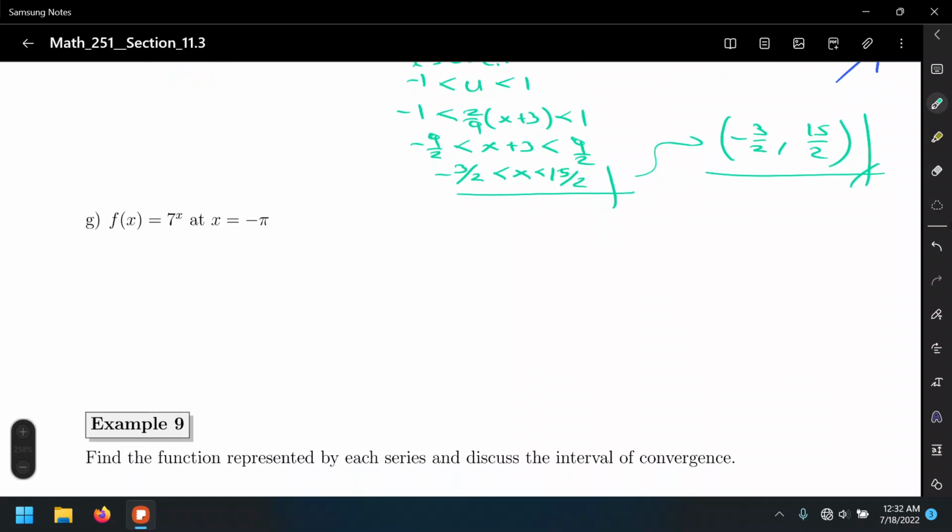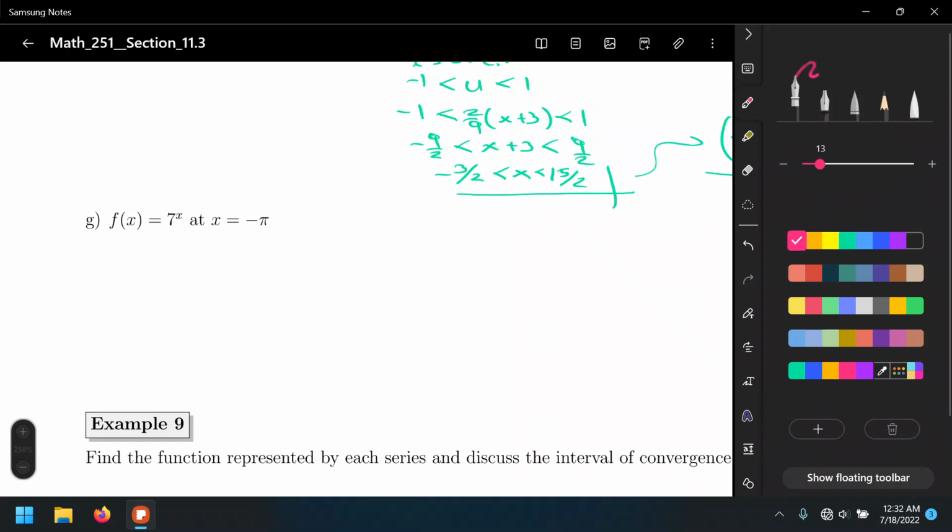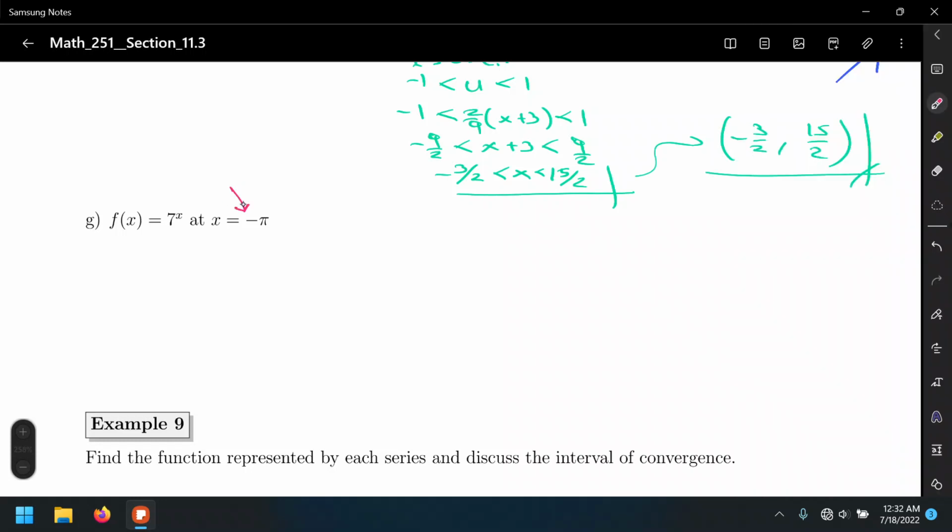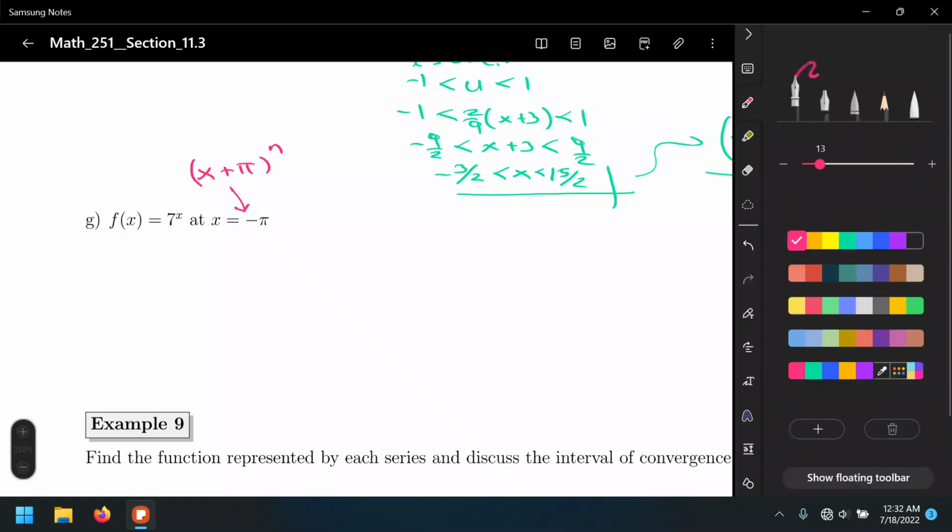coming up with series. Well, we have f of x equals 7 to the x. Well, this is an exponential function, all right? But it's not an exponential function of base e. However, on top of that, it should be centered at a value other than just 0. So it's going to be a Taylor series, not a Maclaurin series. That means an x plus pi to the n should be there. Okay, so let's see.